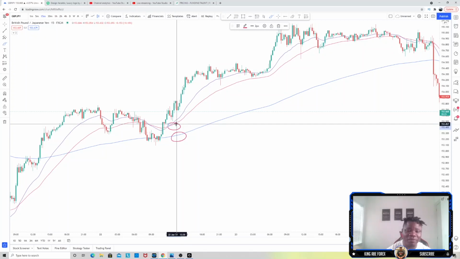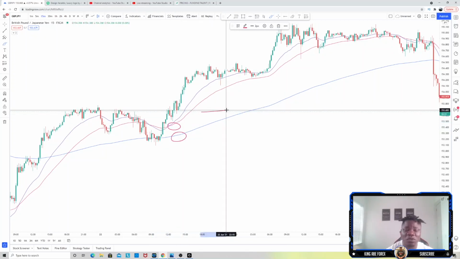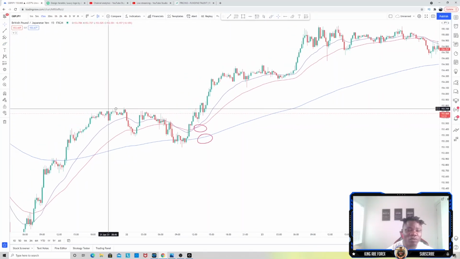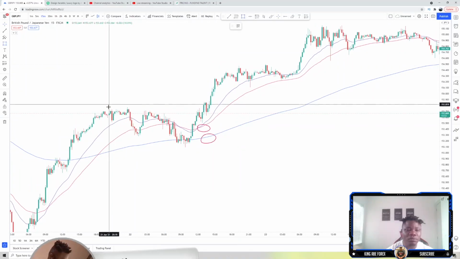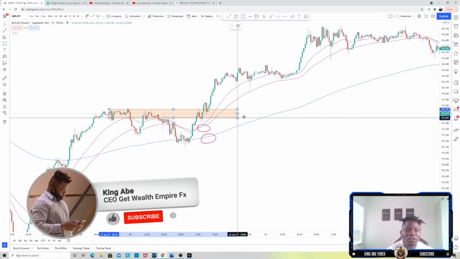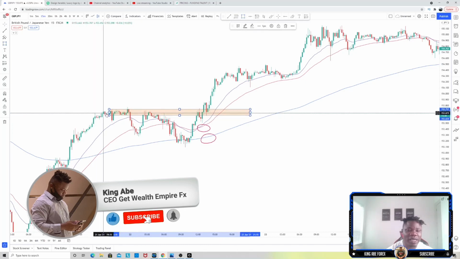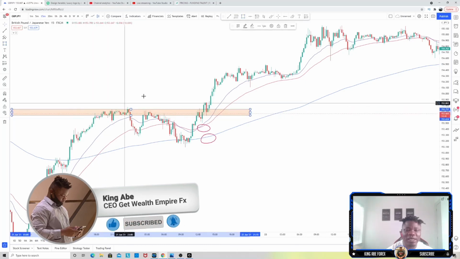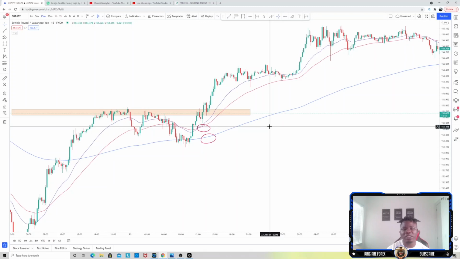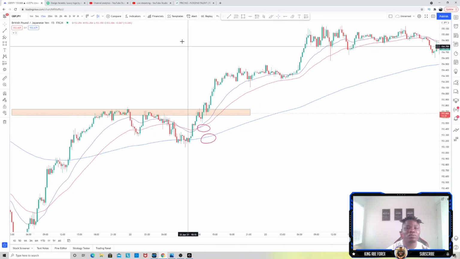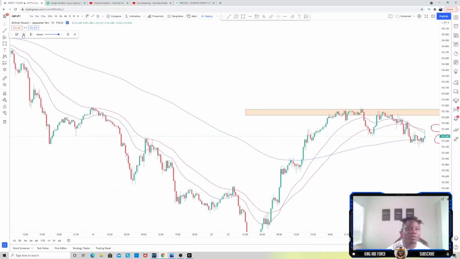Now once you have that, what else do we see here when we look at this? We can clearly see that over here we have a resistance zone. Once you see that, okay, price is at the resistance, so now let's put this in replay mode, and let's take a look and see where your entry would have been for this buy trade.